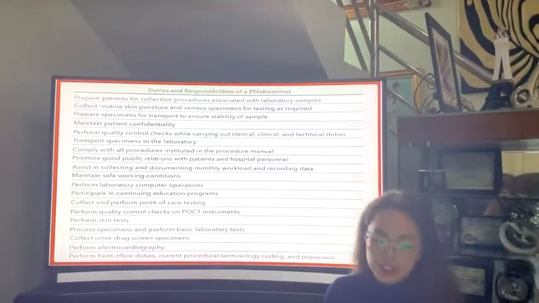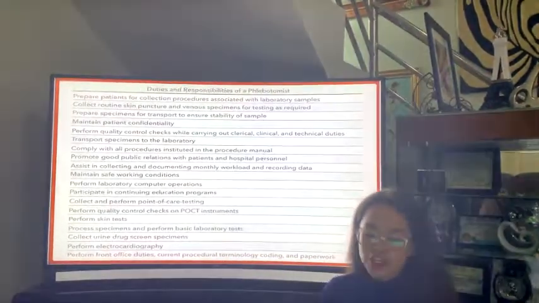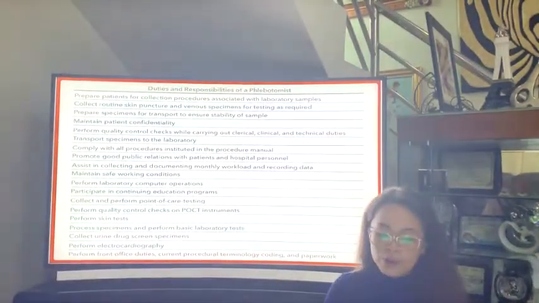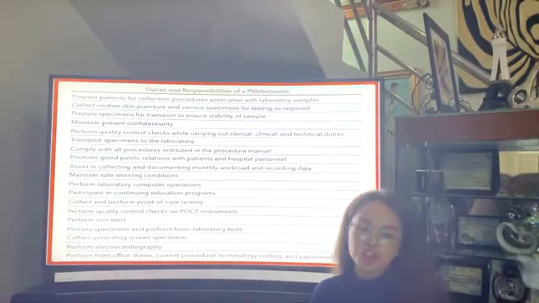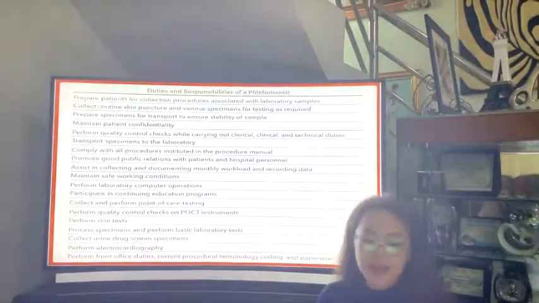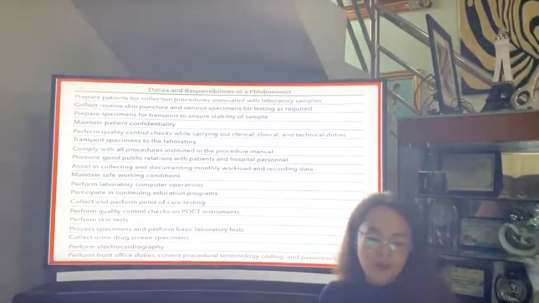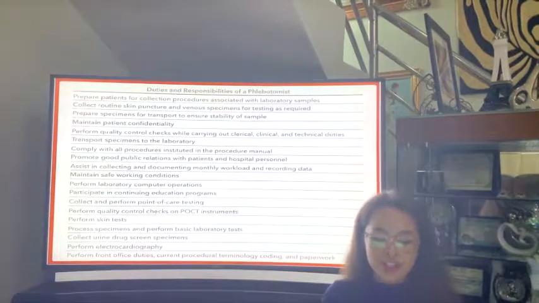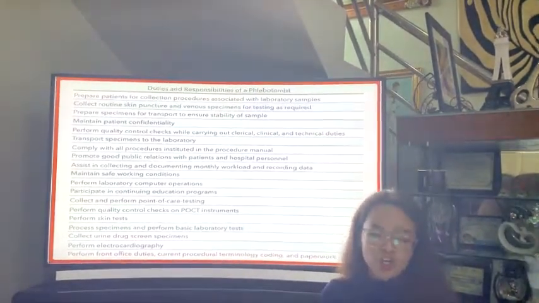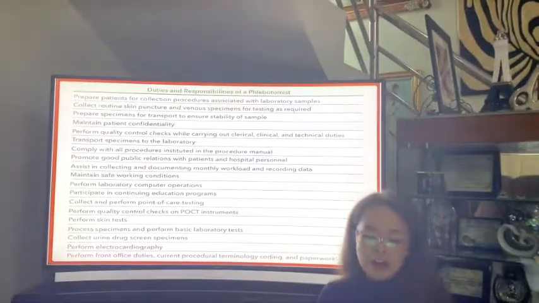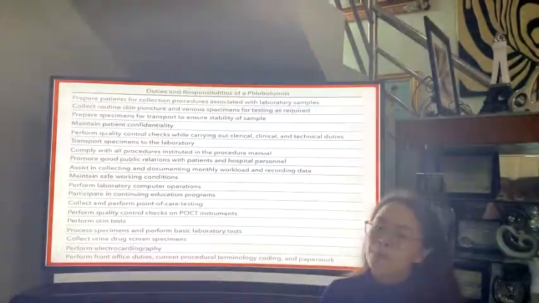maintain safe working conditions, perform laboratory computer operations, participate in continuing education programs, collect and perform point-of-care testing, perform quality control checks on POCT instruments, perform skin tests, process specimens and perform basic laboratory tests, collect urine and drug screen specimens, perform electrocardiography, perform front office duties, current procedural terminology, coding, and paperwork.